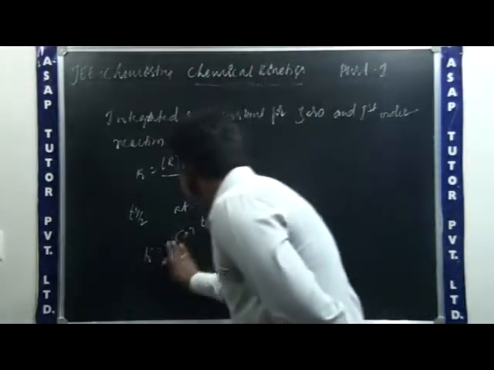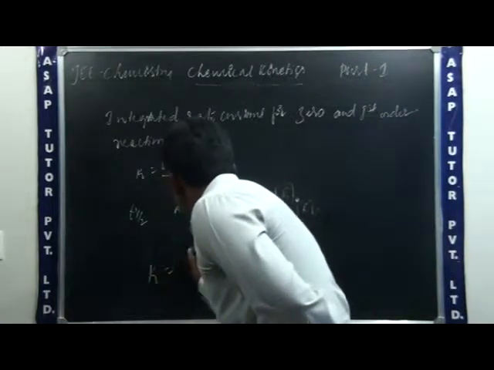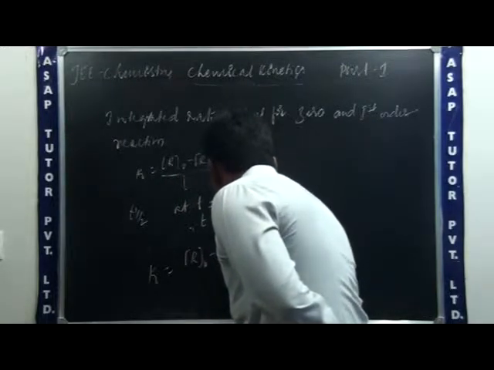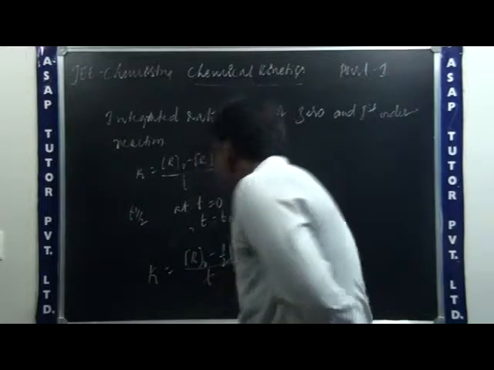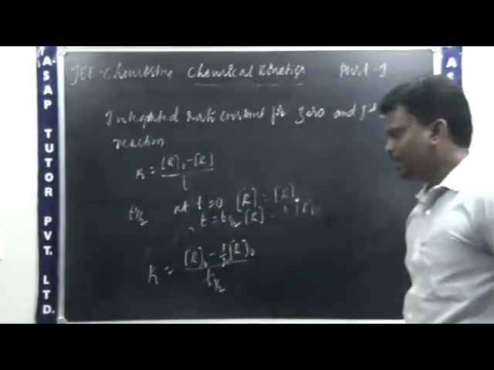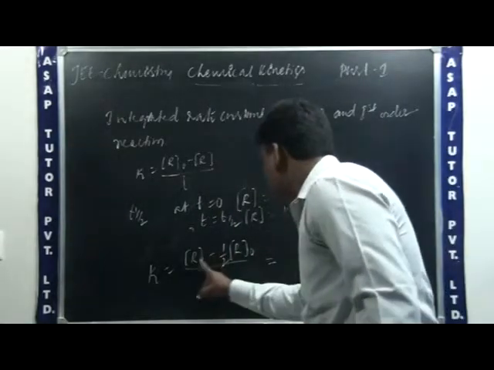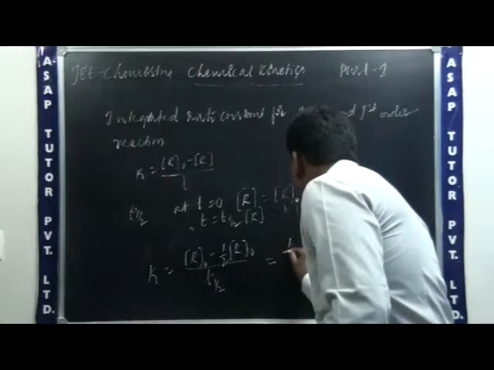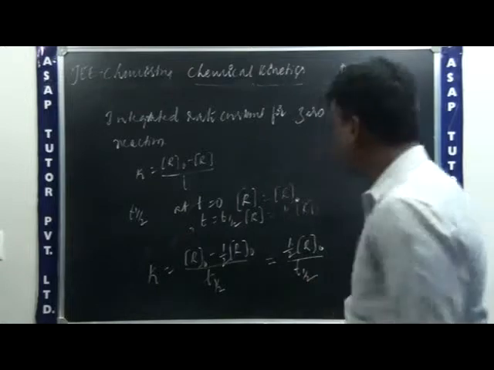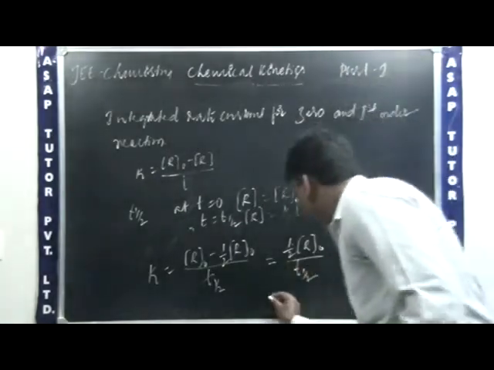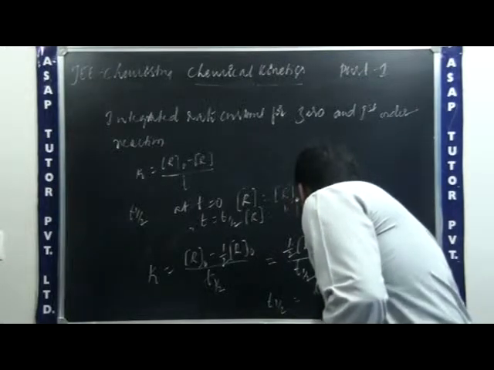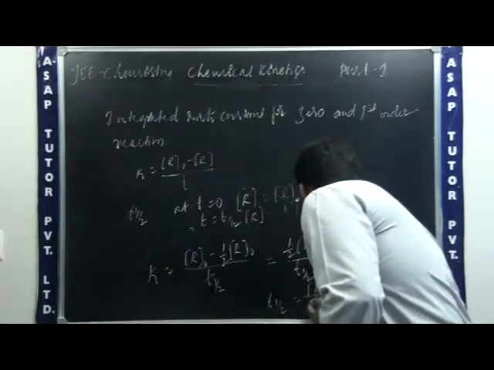Therefore now the formula will become K is equal to concentration of R naught minus 1 by 2 into concentration of R naught, divided by t-half, because I have taken t equal to t-half. Therefore the total formula becomes 1 by 2 into concentration of R naught divided by t-half. We need to derive the formula for t-half, therefore t-half is equal to concentration of R naught divided by 2K.